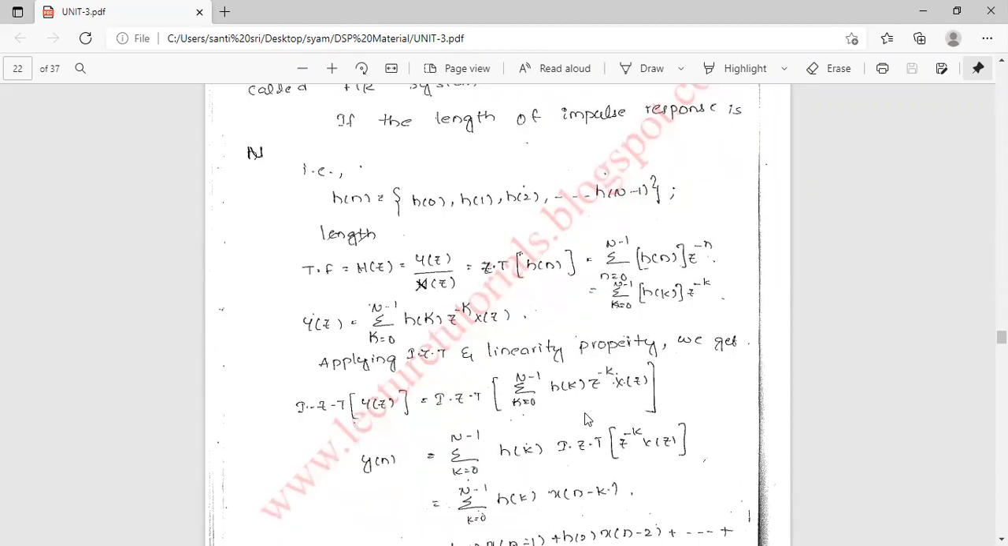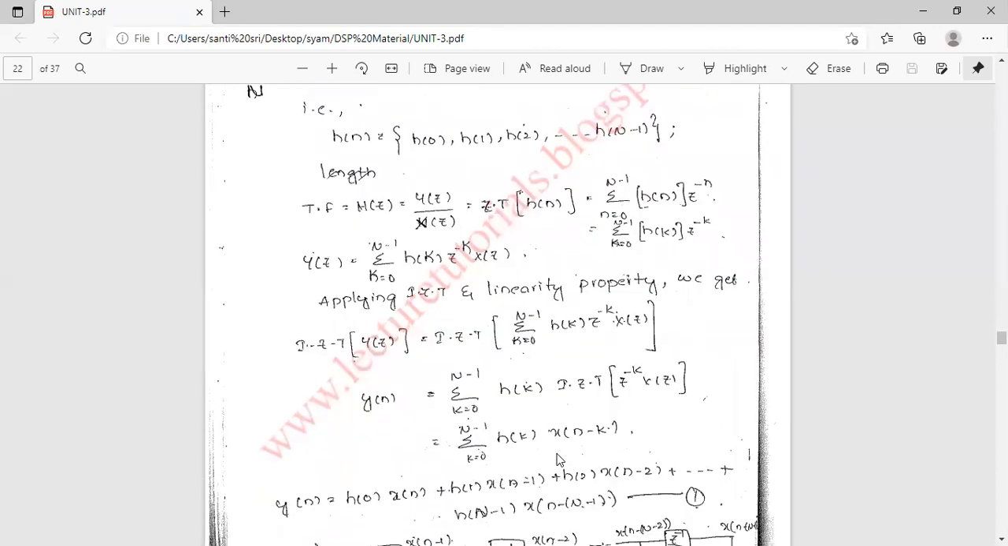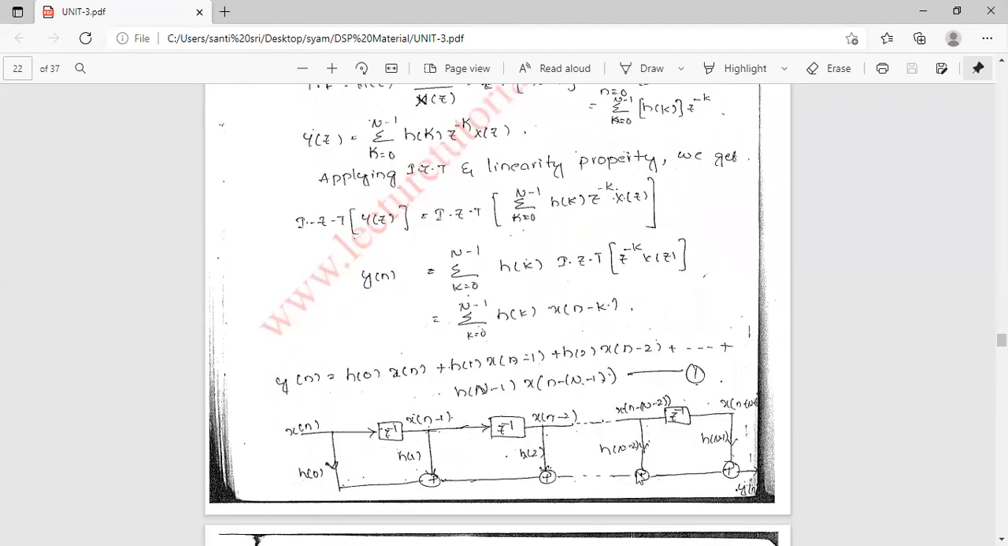Now we apply the inverse z transform to this. By applying the inverse z transform, we get the original signal, that is y of n equals the inverse z transform of this entire expression: sigma k equal to 0 to n minus 1 h of k into z power minus k into x of z. So it is equal to sigma k equal to 0 to n minus 1 h of k into the inverse z transform of z power minus k into x of z. Z power minus k into x of z is nothing but x of n minus k. By expanding this, we get h of 0 into x of n plus h of 1 into x of n minus 1, like this. So we can draw the direct form like this.